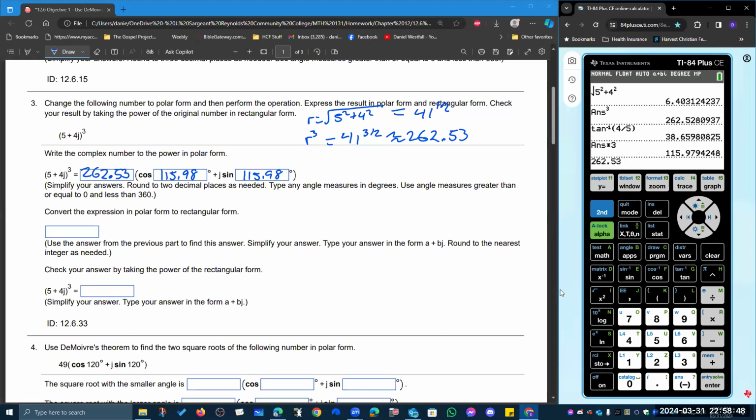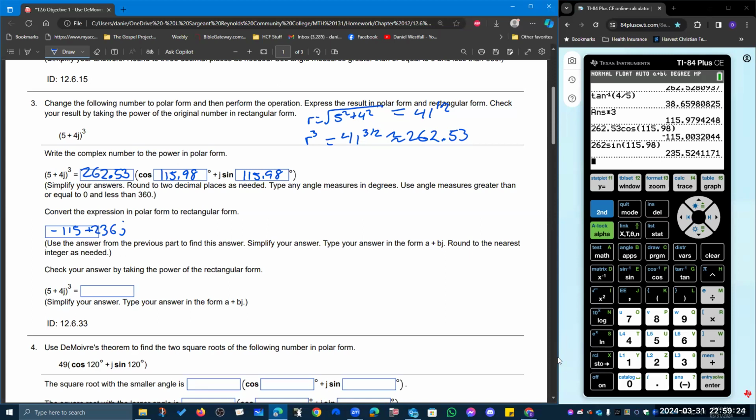Convert that expression to rectangular form: 262.53 times the cosine of 115.98. And then they want us to round that to an integer, so we're going to get negative 115. Then we're going to take 262 times the sine of 115.98, and when we round this to an integer, we're going to get plus 236j.